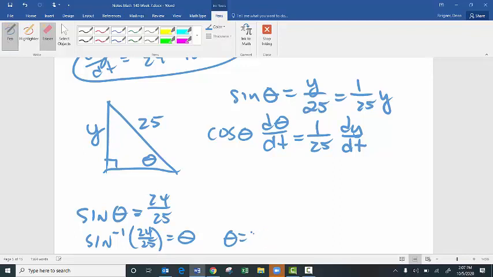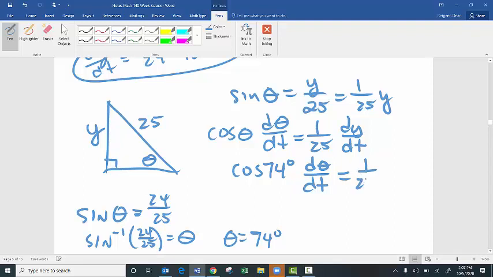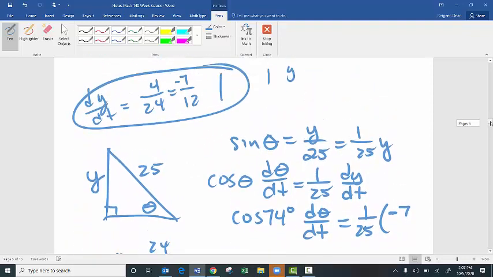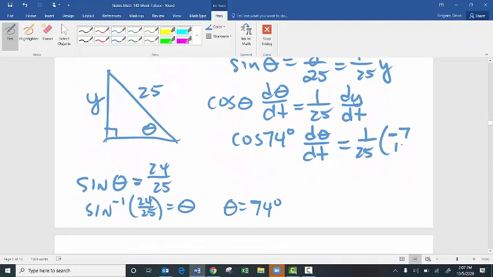And you can round to get your answer a little bit closer to mine, okay? So now you're ready to roll. The cosine of 74 degrees, we want to figure out how the angle is changing. So that's dθ/dt, the rate the angle is changing. 1/25, and then we know dy/dt, we just figured that out, was negative, what was it, negative 7 over 12. Yeah, from above, negative 7 over 12.